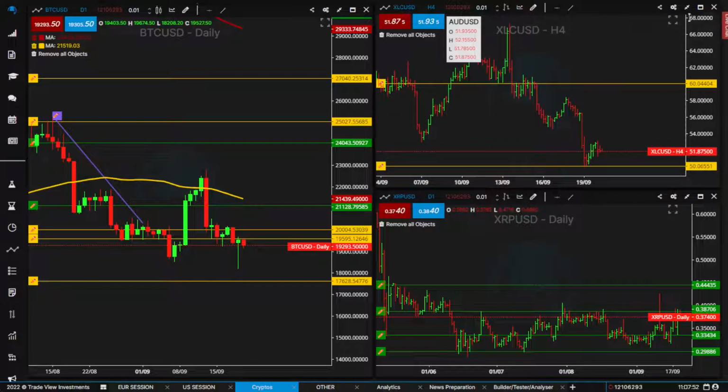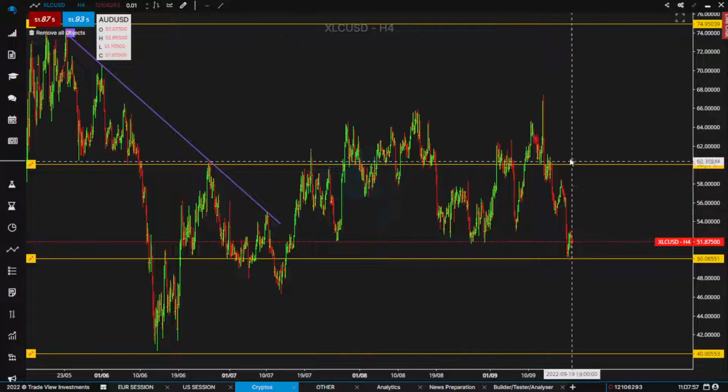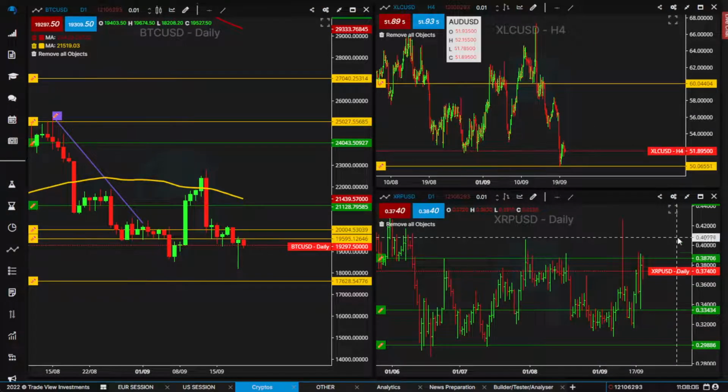50 is the handle that we came into and found some support. This was a level we've been discussing on these briefs. This is on Litecoin now. You can see an immediate bounce at 50, nice profit taking for shorts down here at 50, and a nice reversal as well.